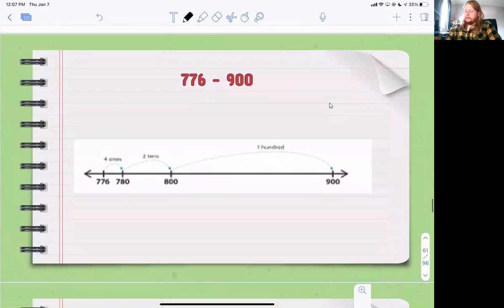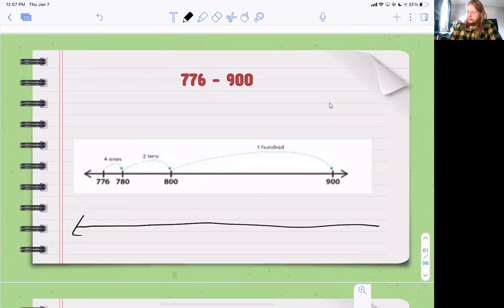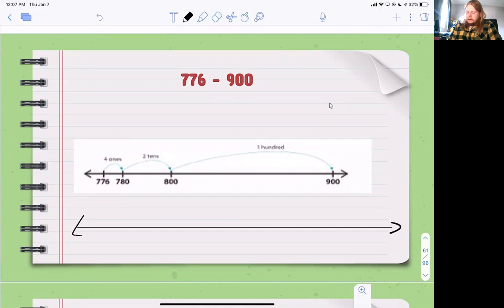So the cool thing is with 776 and 900, we could also use a number line. So I'm going to draw this number line as well so you guys can see it from my perspective. And it's not just a drawing that you just see in the book. We'll start at 776. Now, we don't have to count by ones if we don't want to. I just did it to show it.